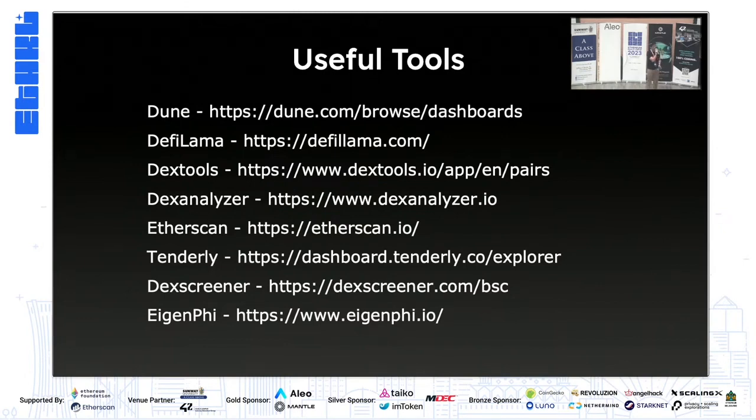DEX Screener to basically look at the most trending meme coins and look at charts. EigenPhi, very good for arbitrage and MEV related stuff. They have a very comprehensive analysis and very useful statistics as well.